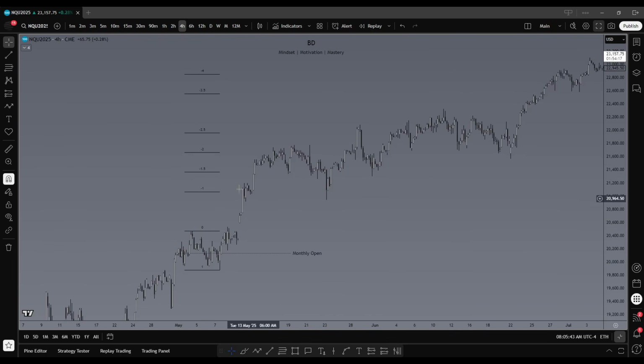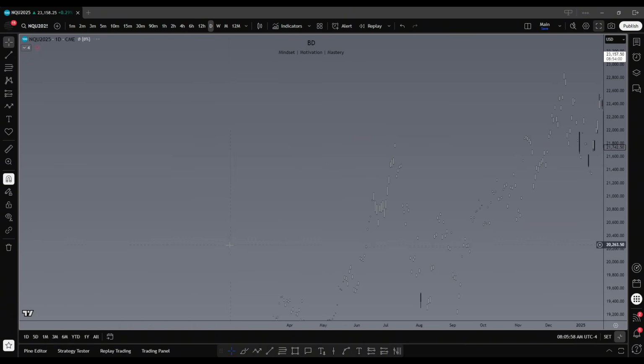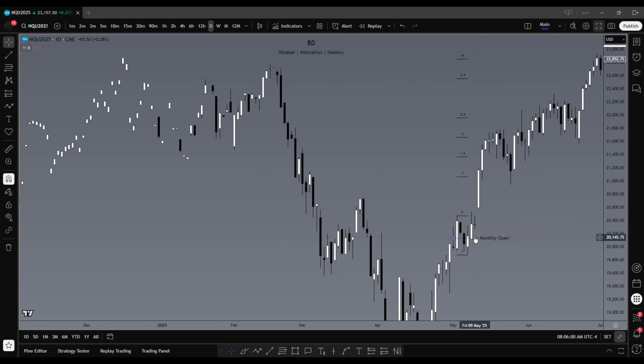All right. So we moved down, we created SMT, we manipulated our monthly open. So from there, I was ready to project, but why am I not using these internal highs here? It's as simple as time frame alignment. Go up to the daily chart and you'll see this. This made it much more clear of the last manipulation leg.